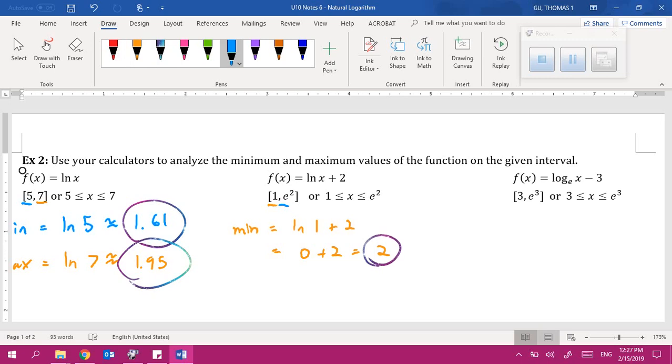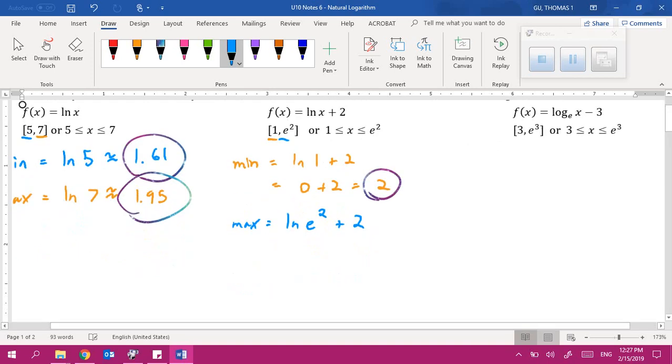Let's take a look. Oh, well, I switched the colors. Okay, well, oh well. Let's look at the second one, maximum. What's my equation to find the maximum? Right. This one also, you don't need a calculator because, does anybody know what ln of e squared would come out to be? It's 2. How did you know that?